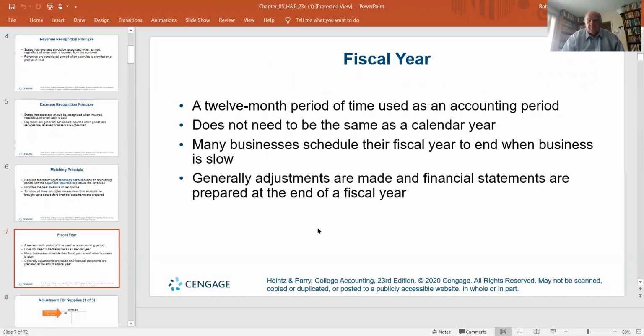A fiscal year could be any 12 months, it doesn't have to be a calendar year. And some businesses schedule their fiscal year to end when business is slow. I think a good example of that would be Nordstrom, where they're super busy through December, and then probably busy in January with returns, and they typically close, I believe, at the end of February. General Mills, one of the stocks that I've owned for a long time, they make cereal. It's based on the farming cycle, planting to harvest.